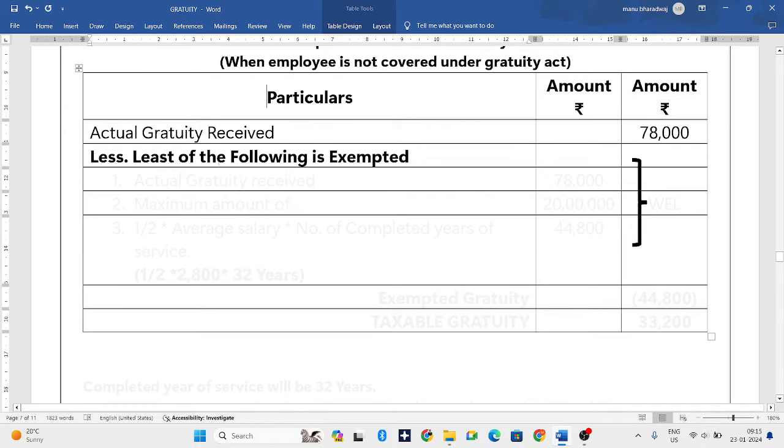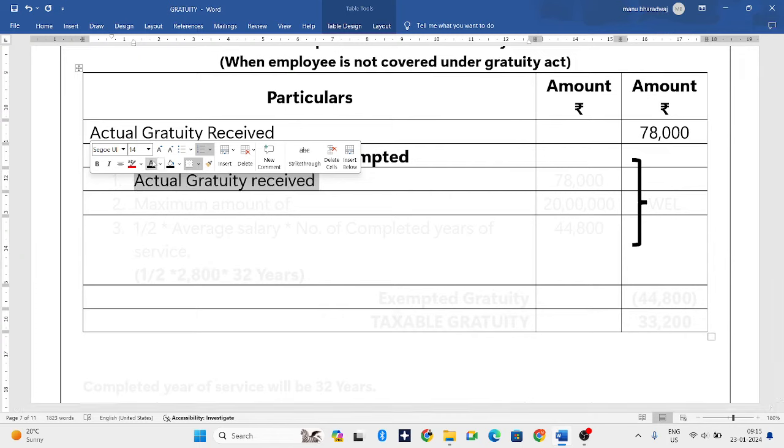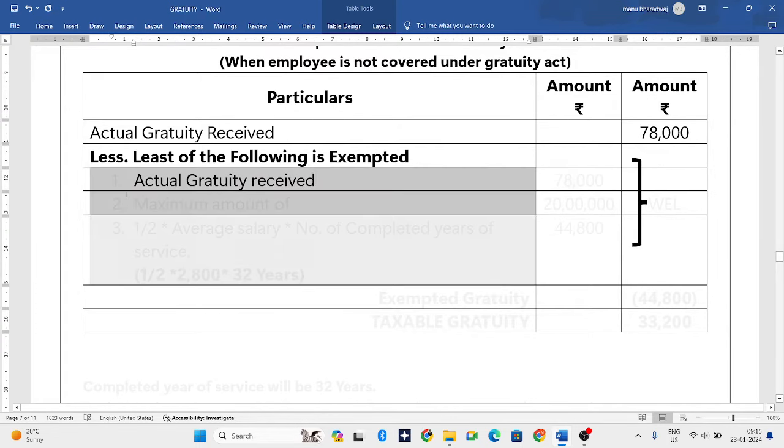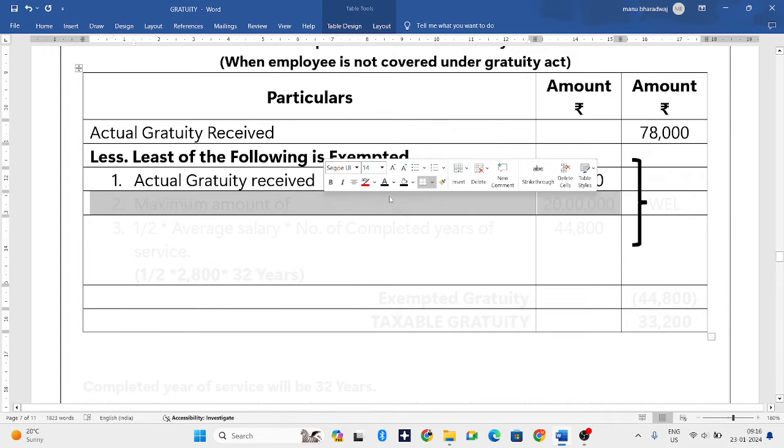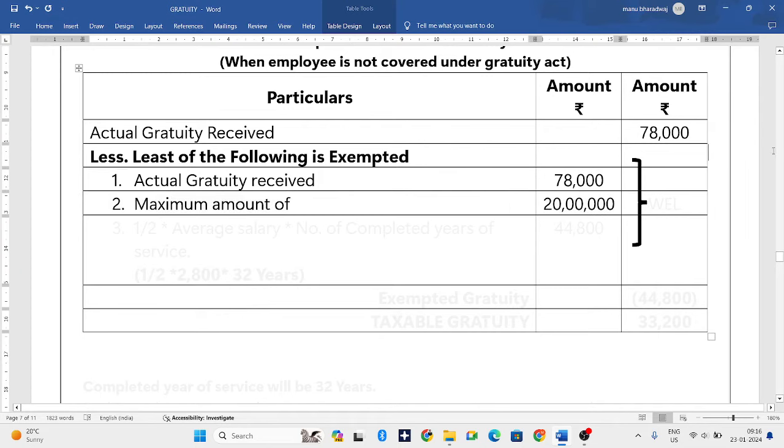Now there are 3 exemptions, and whichever of the 3 is least, we consider that as the exemption. First one will be actual gratuity received. The first one is always actual gratuity received. In the question, the actual gratuity given is 78,000 rupees. Next is the maximum amount. The maximum an assessee can take as exemption in terms of gratuity is 20 lakh rupees. This is given by the IT Act.